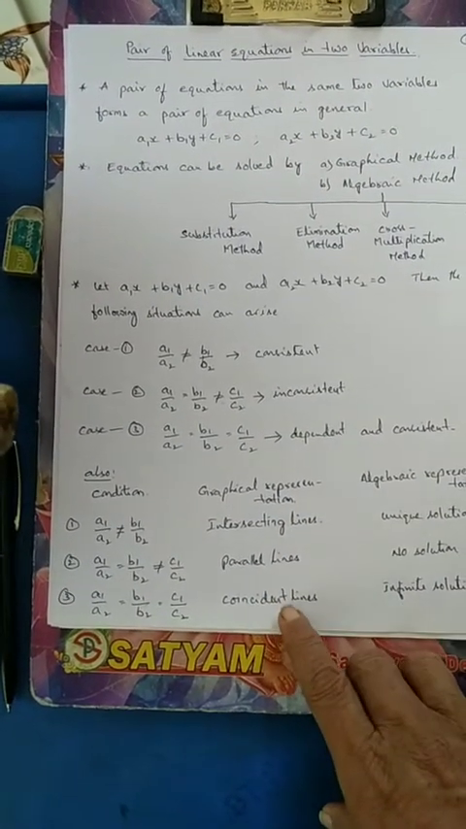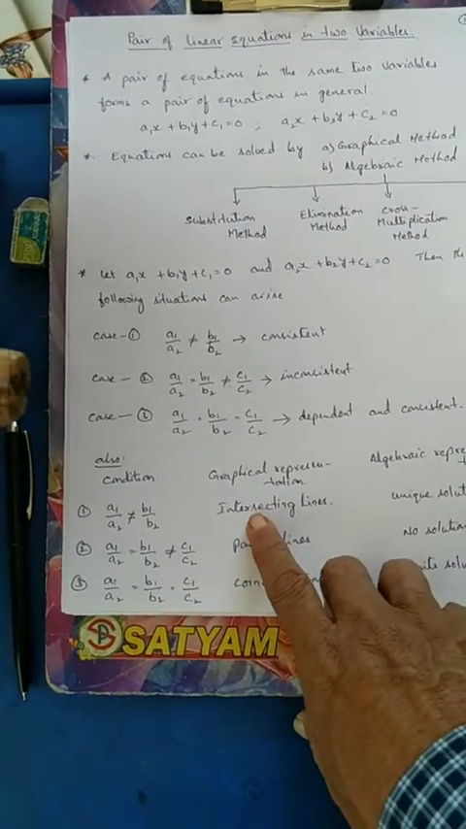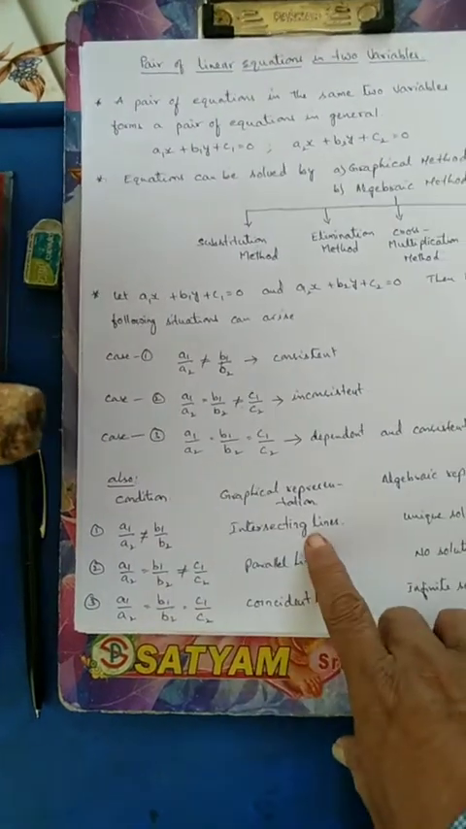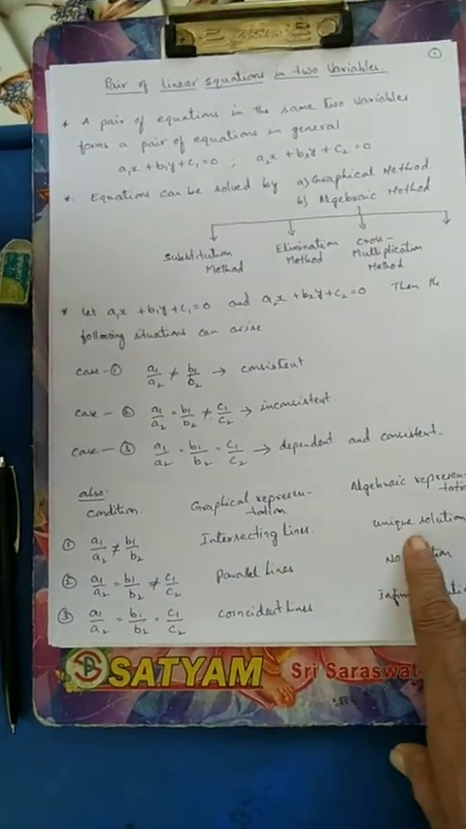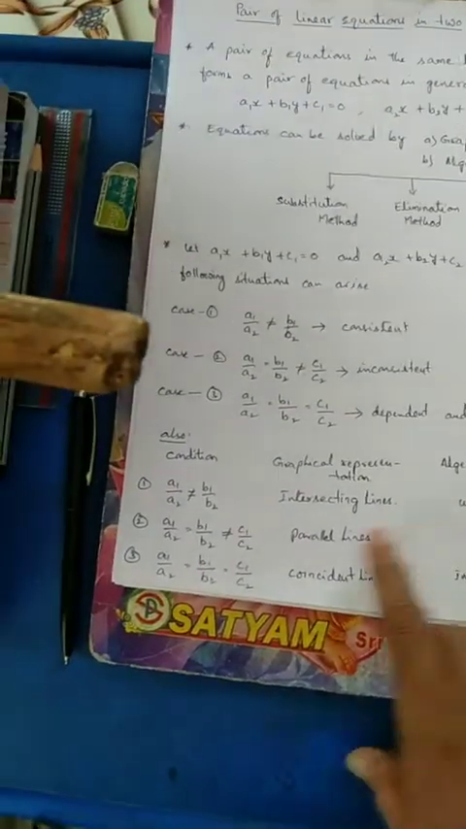Intersecting lines and the coincident lines. So for intersecting lines, what is the case? A1 by A2 is not equal to B1 by B2. We call them intersecting lines, and it has only one solution, a unique solution. We call that the one solution.